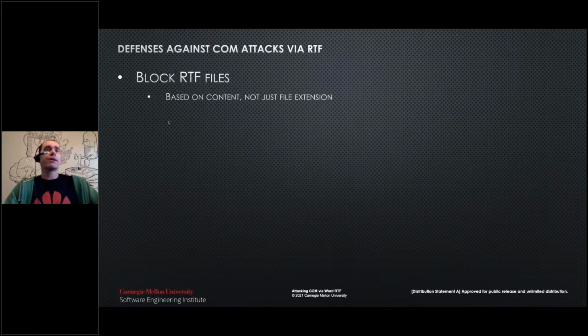You double click on a .doc, Windows says okay, I'm going to open that in Word. It opens it in Word. Word says, oh, okay, that's an RTF. So with the way that Windows works, for most cases you can't just base blocking on extensions. You would have to look at the file content.